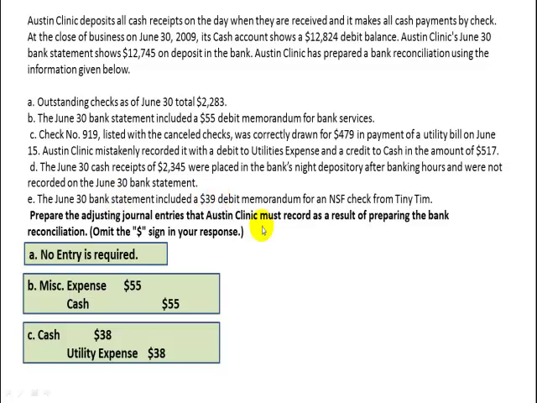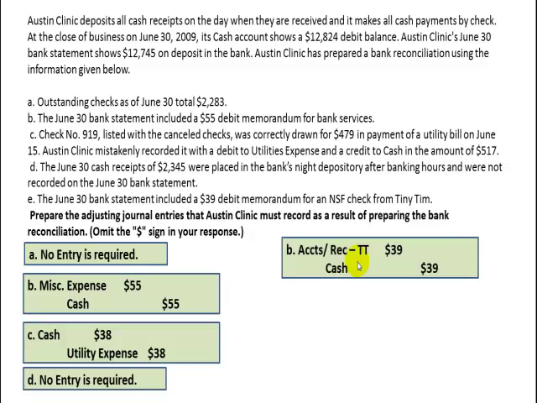We don't know about this yet, so we're going to do the following entry. There's no entry for D, but for E, there's this entry. We're going to reduce cash by $39, and that, with all the rest of these, makes our cash on hand in our account now agree with our reconciled bank statement. And we're going to set back up an accounts receivable for Tiny Tim for $39 because we thought his check was good.